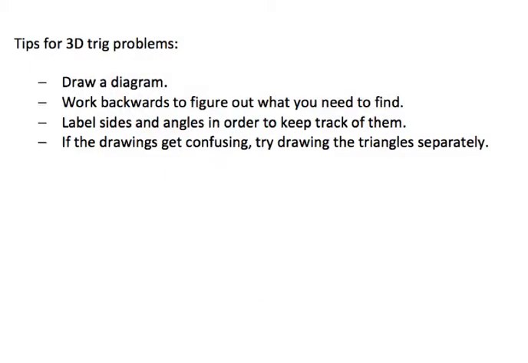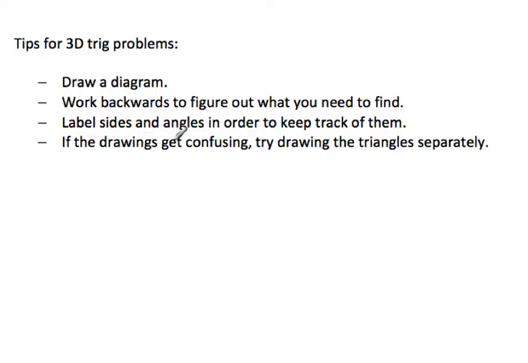A few tips then that we can take from this for 3D trig problems. In this case, we were given a diagram, but if we weren't, that's the important first step. It's going to make everything obviously that much easier, and it's really almost impossible to work through the problem if it's at all complicated without doing that. It can be helpful to work backwards to figure out what you need to find. We did that in this case, and to label sides and angles as you go along in order to keep track of them.